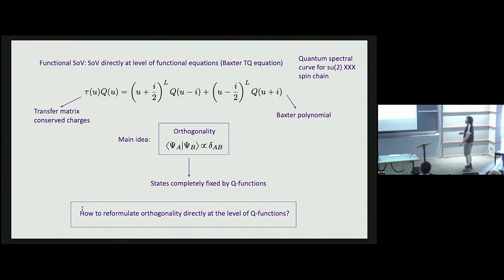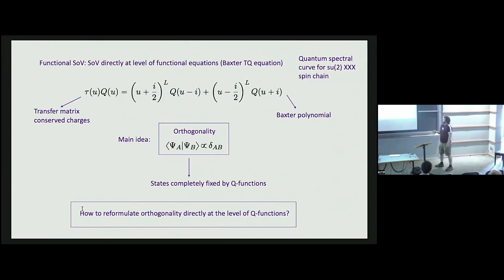All right, so the main idea which leads to functional separation of variables is the notion of orthogonality. So we take two distinct states, and we say, well, they should be orthogonal. However, the states are completely fixed by the Q functions, which solve the Baxter TQ equation. So if states are completely fixed by Q functions, how do we reformulate orthogonality directly at the level of the TQ equation and the Q functions?